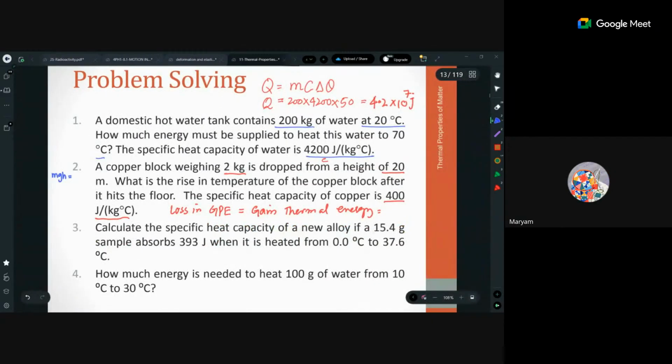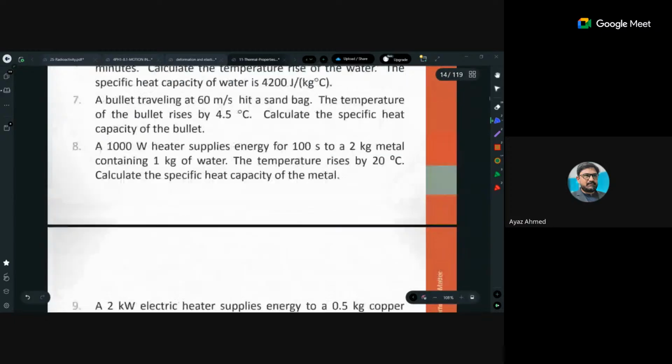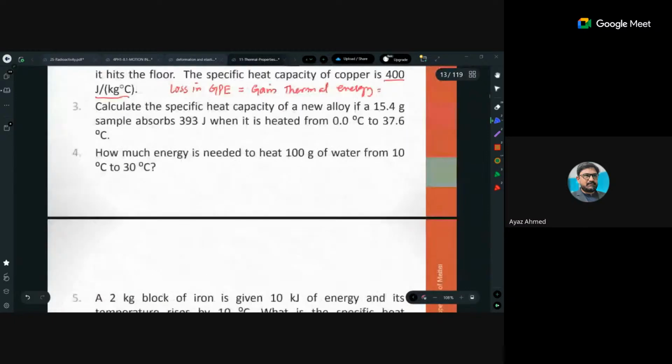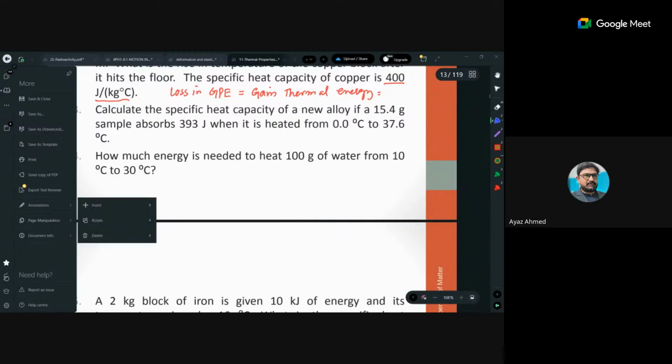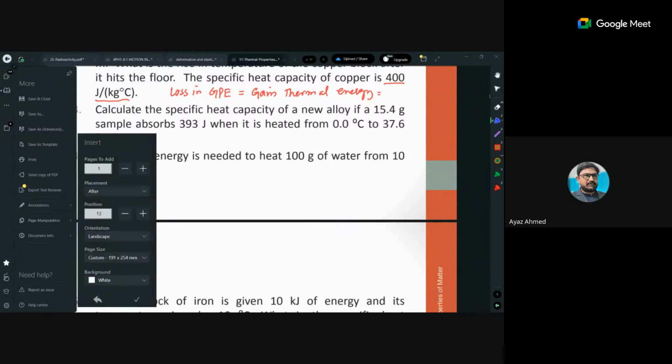If it is dropped from a height, some of the energy will be transferred into thermal energy, but the main energy transfer will be GPE to kinetic energy, right? Kinetic energy, exactly. So let me make it the proper question. Just let me insert a page here.